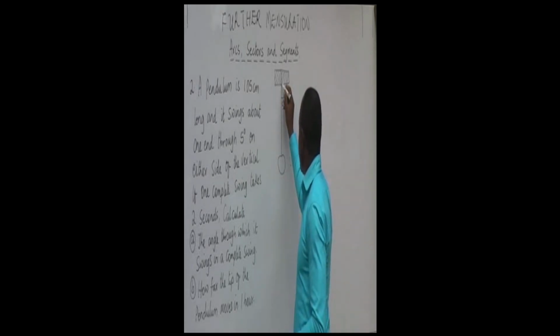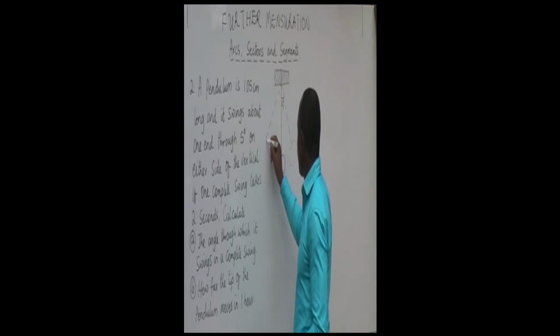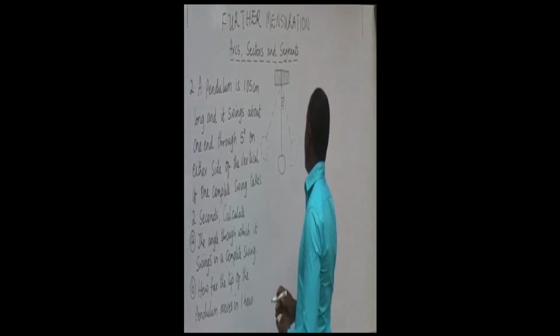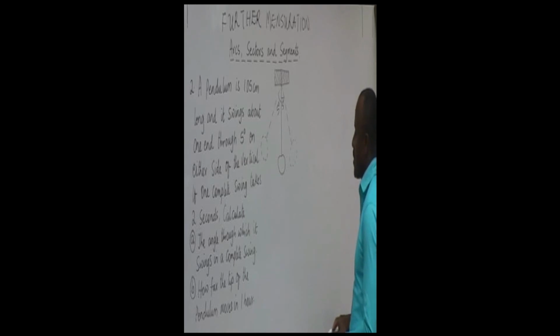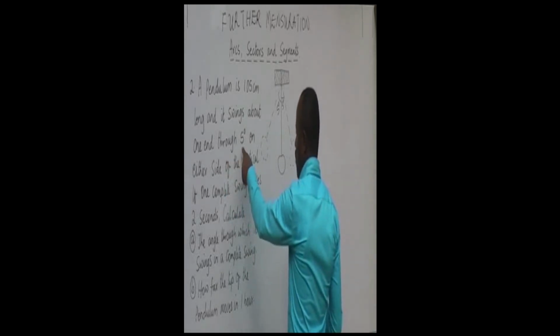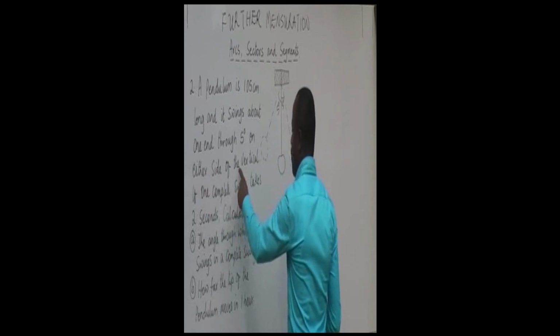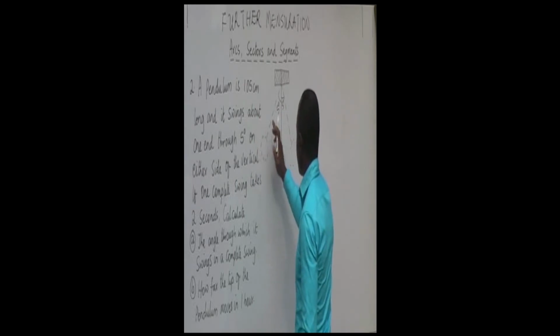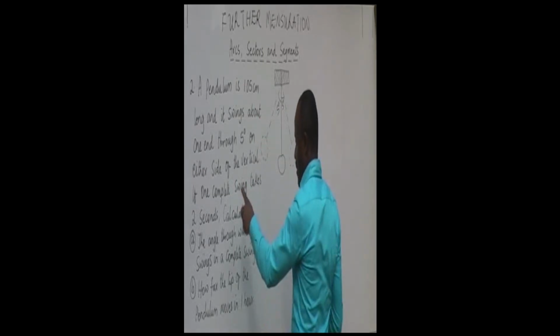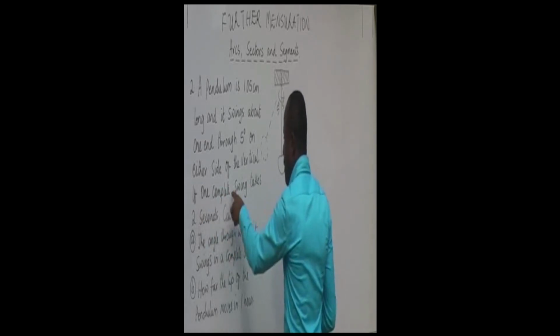And it will also swing through an angle of another 5 degrees on this side. This is also another 5 degrees. Now, if this is the case, yes, through 5 degrees on either side of the vertical. This is the vertical. On both the right and the left side of the vertical, it swings through 5 degrees. That's what it means.